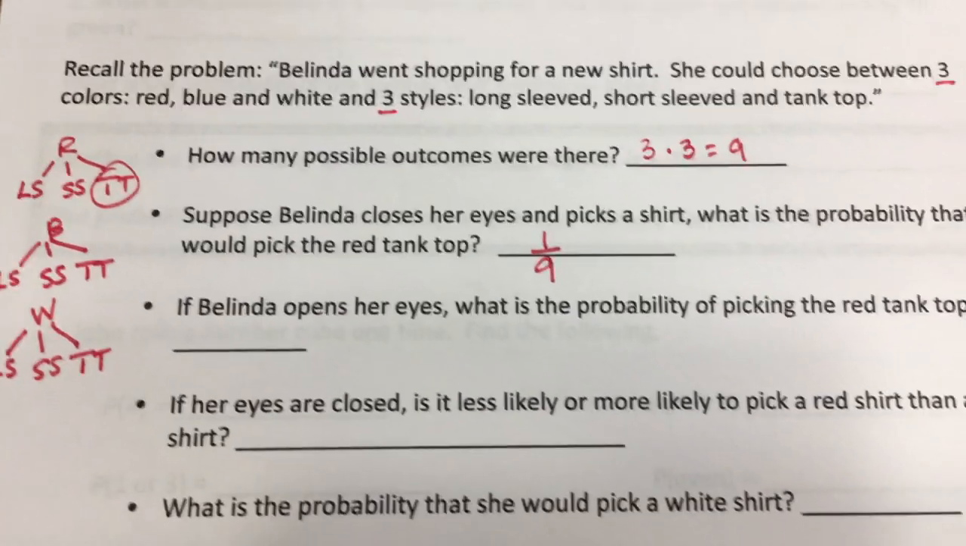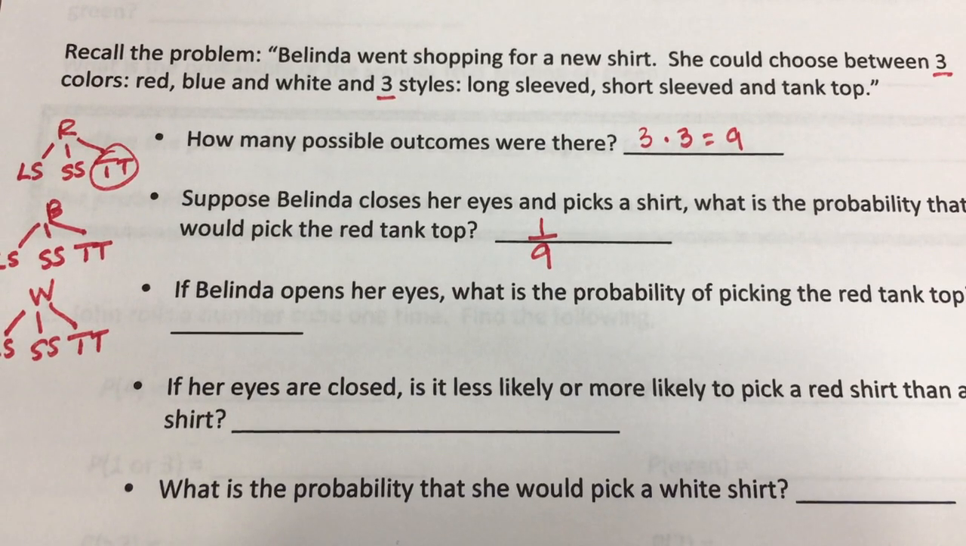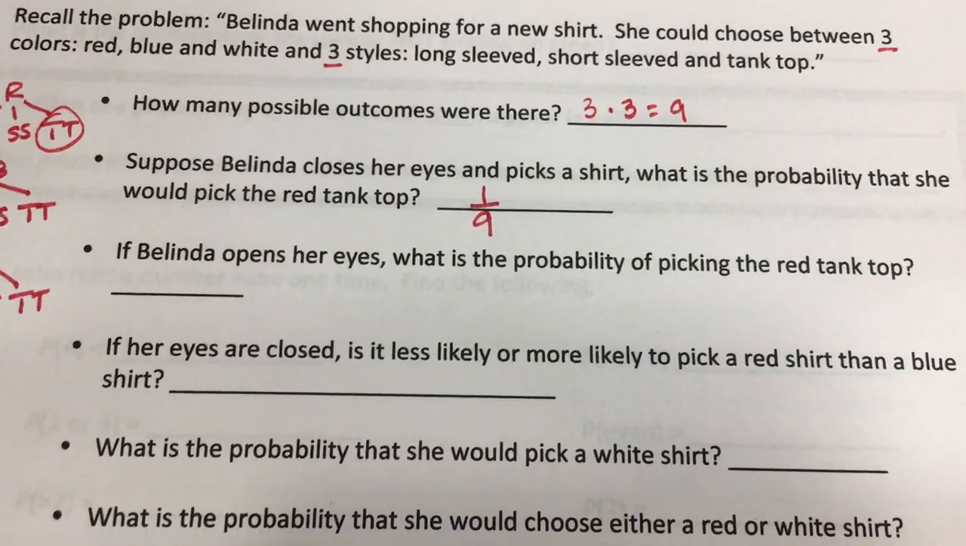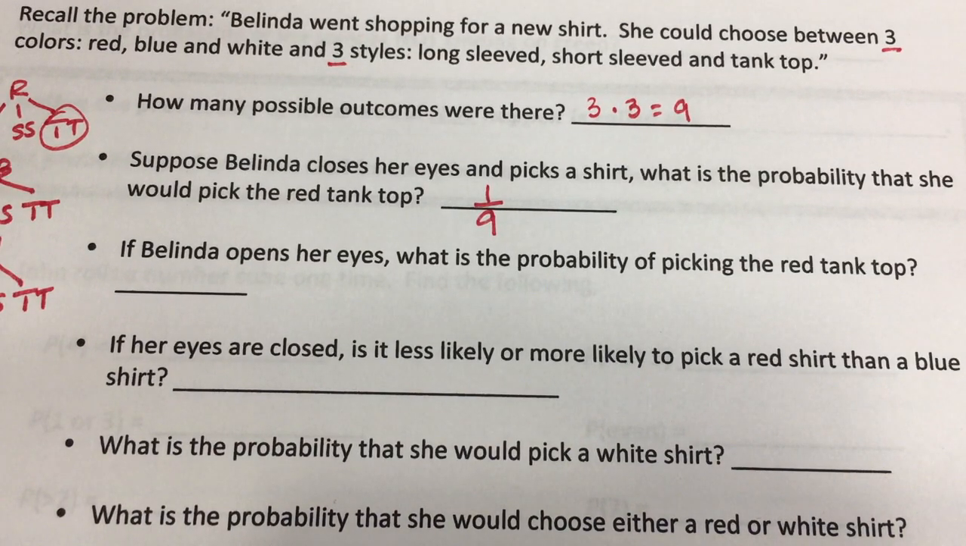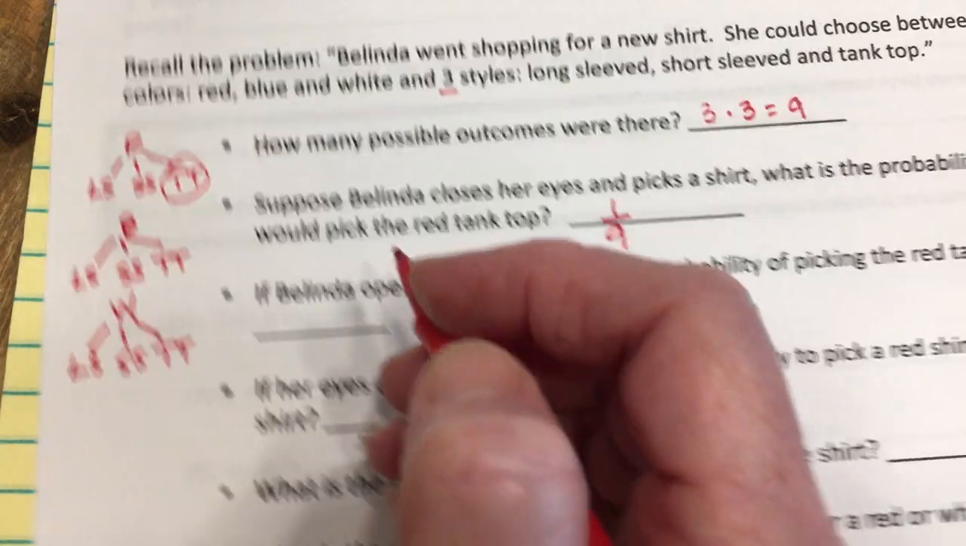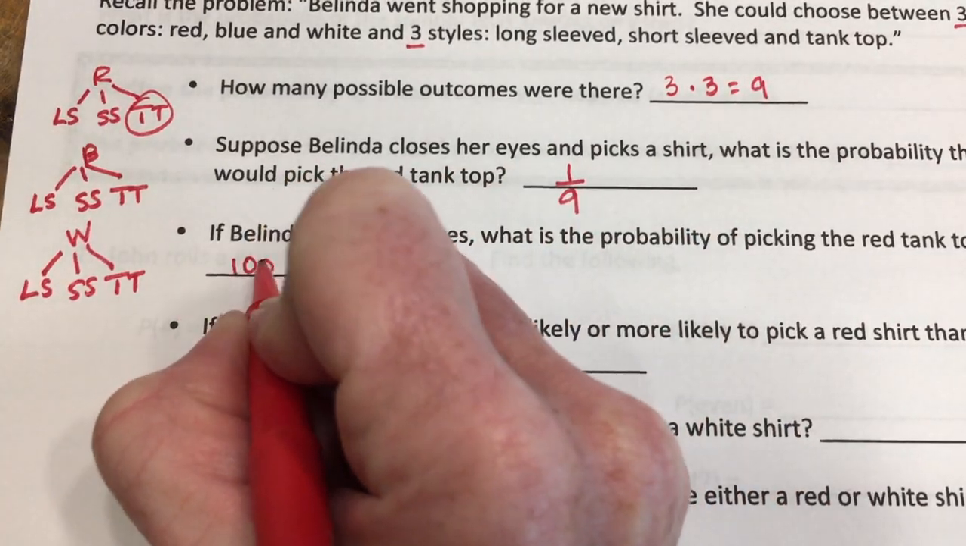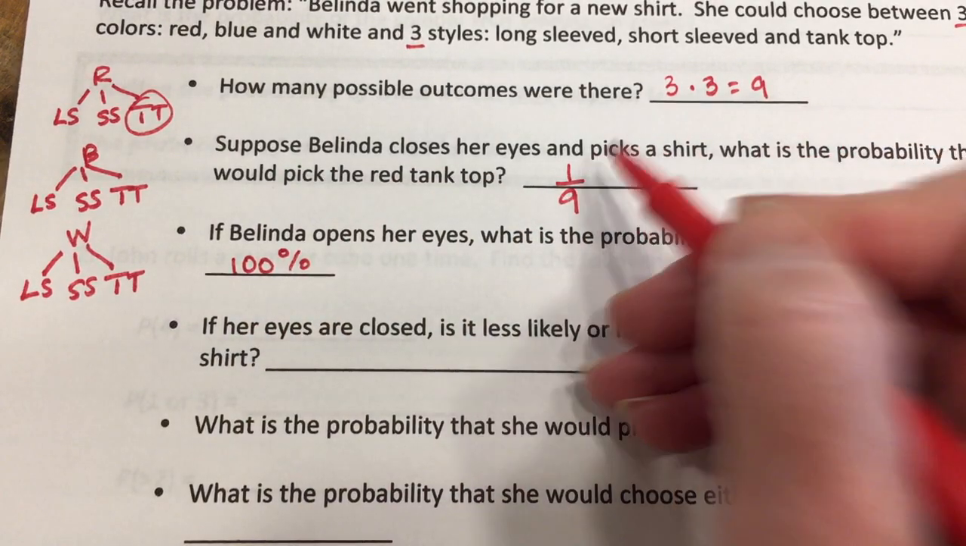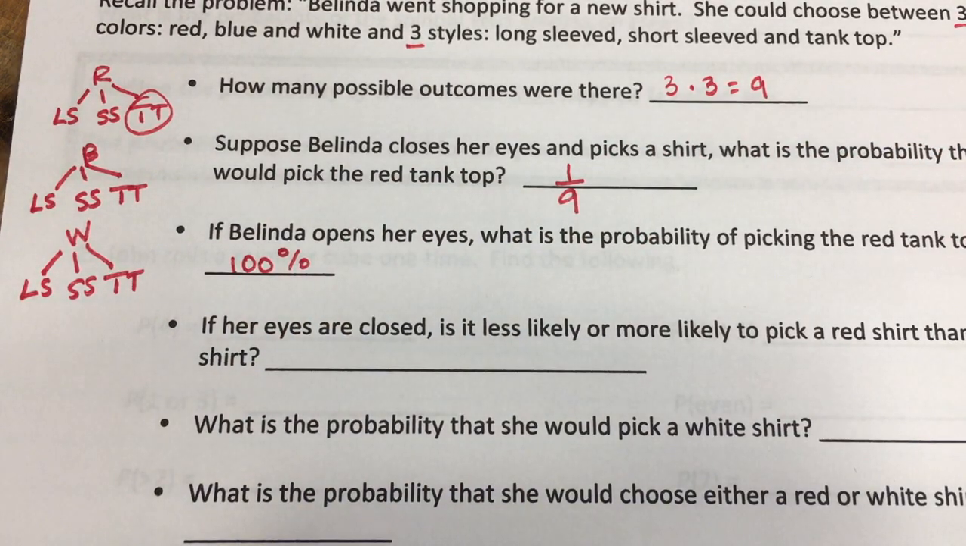If Belinda opens her eyes, what's the probability of her picking the red tank top? If you can see, how likely are you to get the red tank top if that's what you're looking for? We would say that the probability in that case is 100% because she just has to look. When she closes her eyes, she might choose any of them.